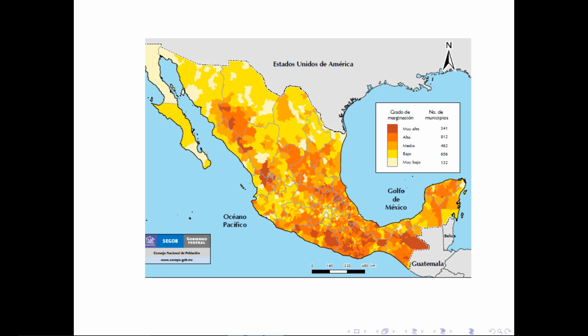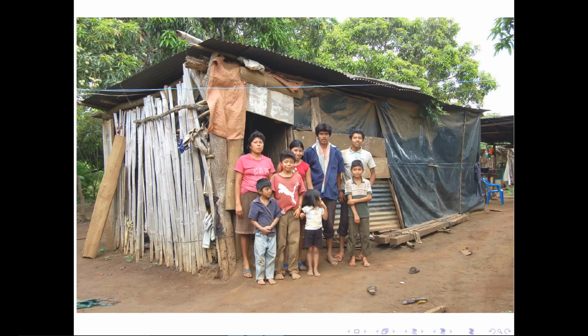So it's mainly a sample that's more prevalent in the center and southern states. Okay, so here it's such a diverse population, it's pretty hard to generalize, but picture a typical family, lots of kids, very poor housing quality.